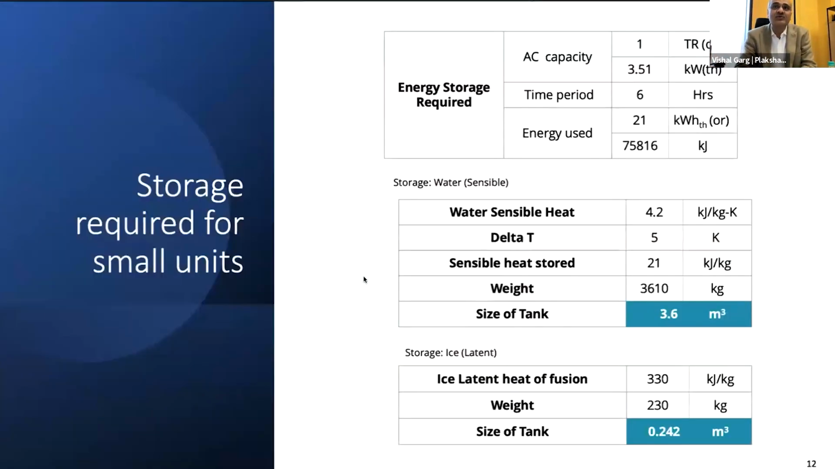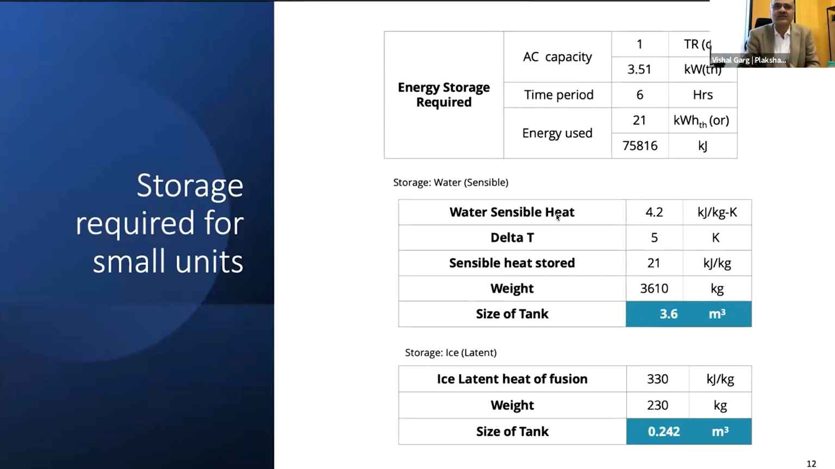And even if we do, it would need a lot of space and it will not get the benefit of diversity. So let's take an example. Suppose I have an AC of 1 ton and I would like to use it for overnight, and assuming 6 hours the compressor is on, that means we would need to store approximately 21 kilowatt hour of thermal energy.